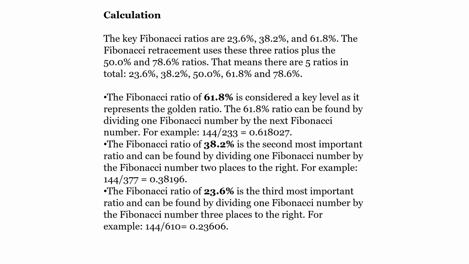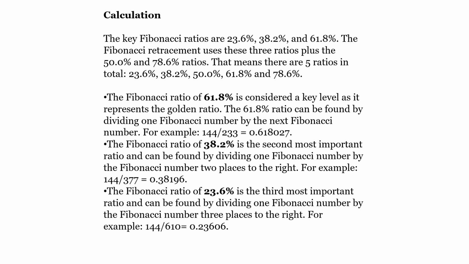You calculate the Fibonacci retracement levels by using the key Fibonacci ratios that are 23.6%, 38.2%, and 61.8%. The Fibonacci retracement uses these three ratios plus the 50% and 78.6% ratios. That means that there are 5 ratios in total. The Fibonacci ratio of 61.8% is considered a key level as it represents the golden ratio. The 61.8% ratio can be found by dividing one Fibonacci number by the next, as we mentioned last lesson.